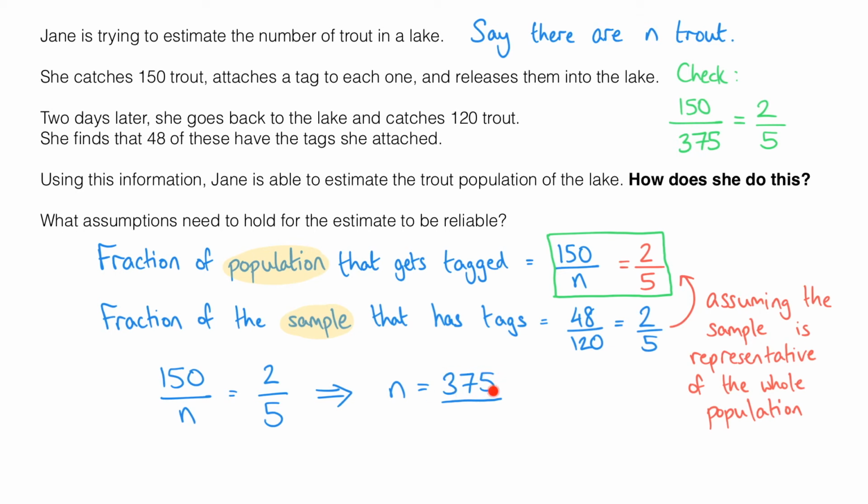Now, this 375 is only an estimate for the population. It's not necessarily the exact population. And that's because we can't be sure that this sample we take here is perfectly representative of the whole population. But the idea is, if we are careful with how we pick our second sample, for example by allowing the trout to mix up and by having a reasonably large sample size, then this sample should hopefully be reasonably representative of the whole population, if not perfectly representative.